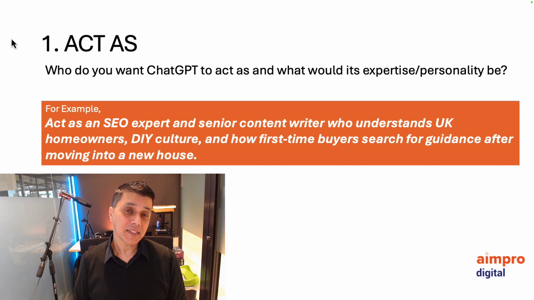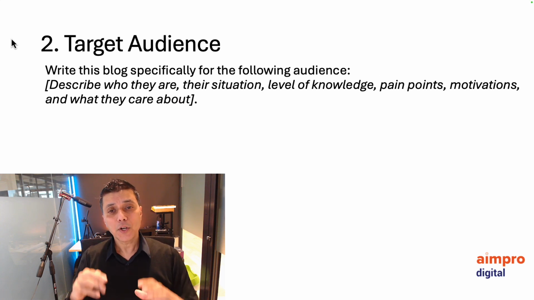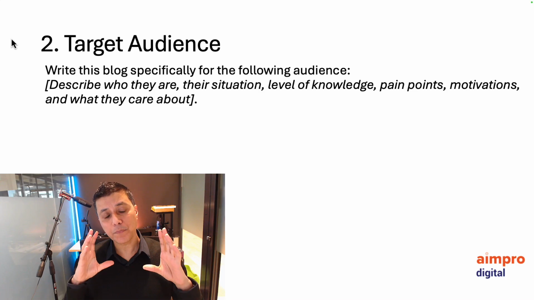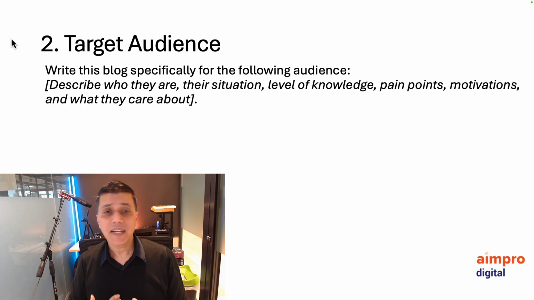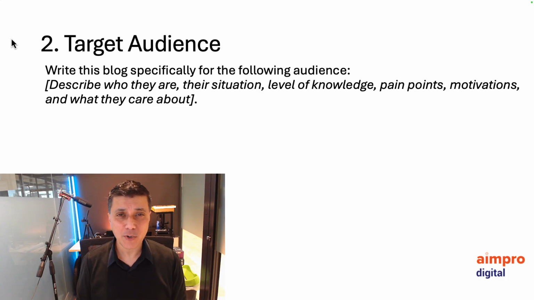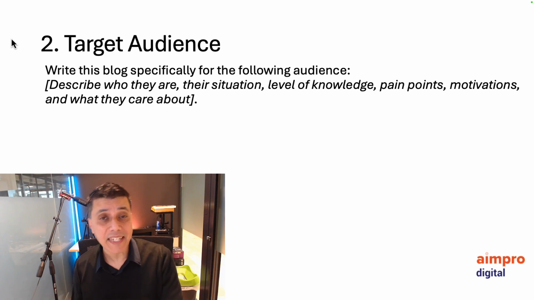So that's given some sort of context to ChatGPT of what you want it to act as when you're writing a blog. Step 2 is your target audience, and target audience is who is this blog aimed at, right? So you need to describe their situation, their level of knowledge, their pain points, their motivations, what they care about. So you need to give some context about the actual people that are going to be reading your blog.